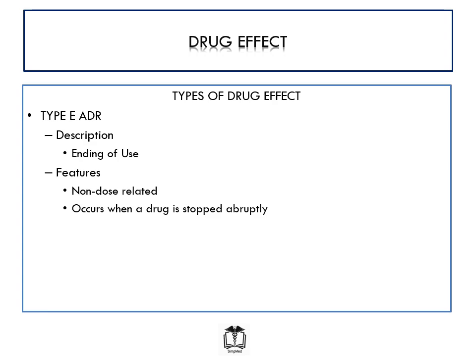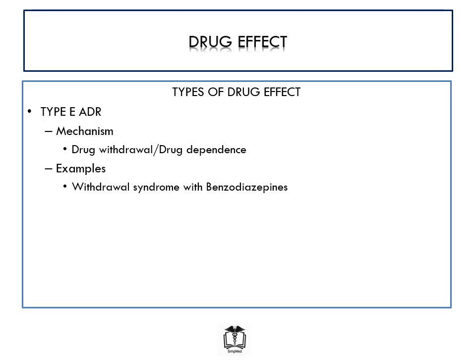But once you end the use of the drug abruptly, the side effects you have as a result are typically what we call type E adverse drug reaction. The mechanism behind this is what we call drug dependency or drug withdrawal. Drug dependency just talks about the use of a drug that produces a state in which continuous use of the drug is necessary to maintain normal physiological well-being.